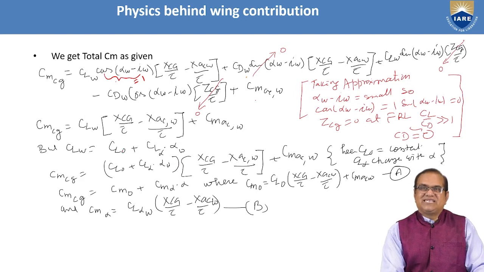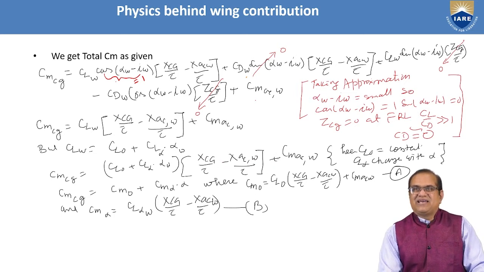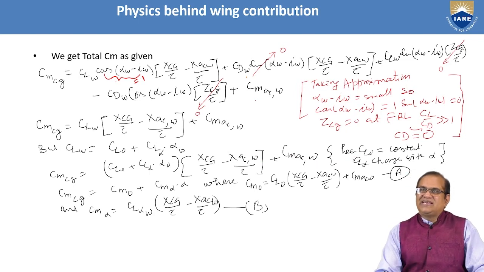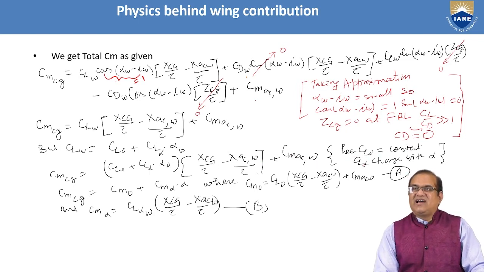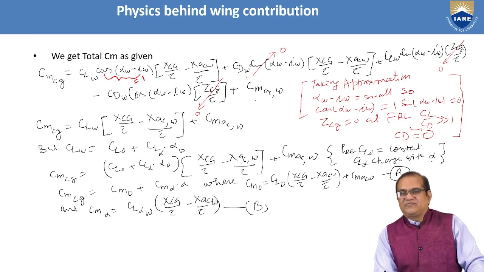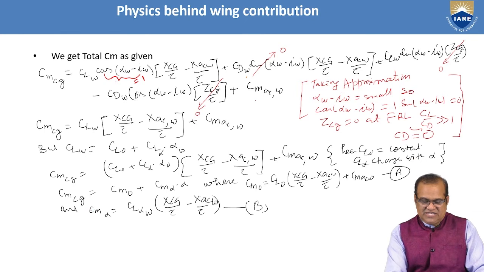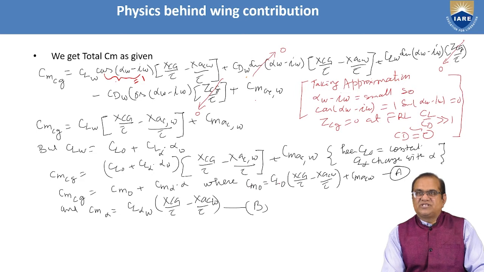So here we will put CL naught plus CL alpha into alpha, XCG by C bar minus XACW by C bar plus CMACW. Here CL naught is equal to constant and CL alpha is changing with the alpha. So here we got that CMCG is equal to CM naught plus CM alpha into alpha, where CM naught is equal to CL naught XCG by C bar minus XAC by C bar plus CMAC, and CM alpha is equal to CL alpha W XCG by C bar minus XAC by C bar.